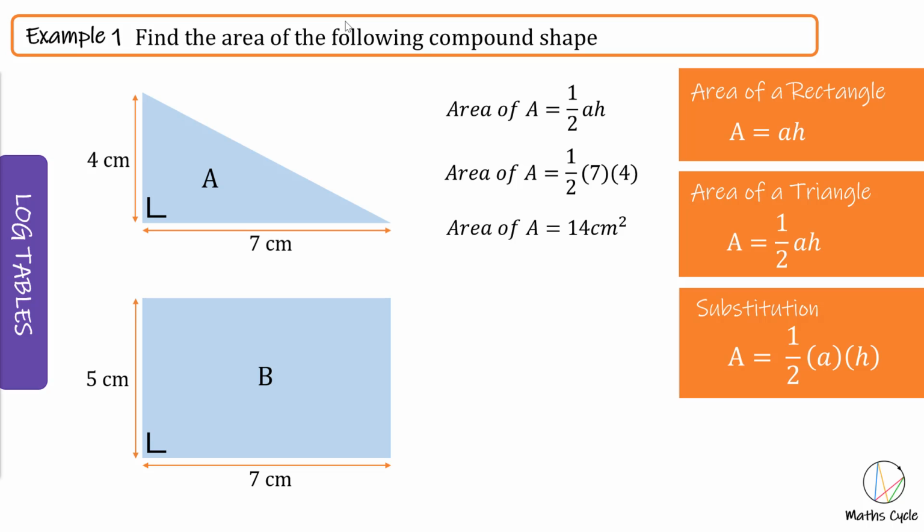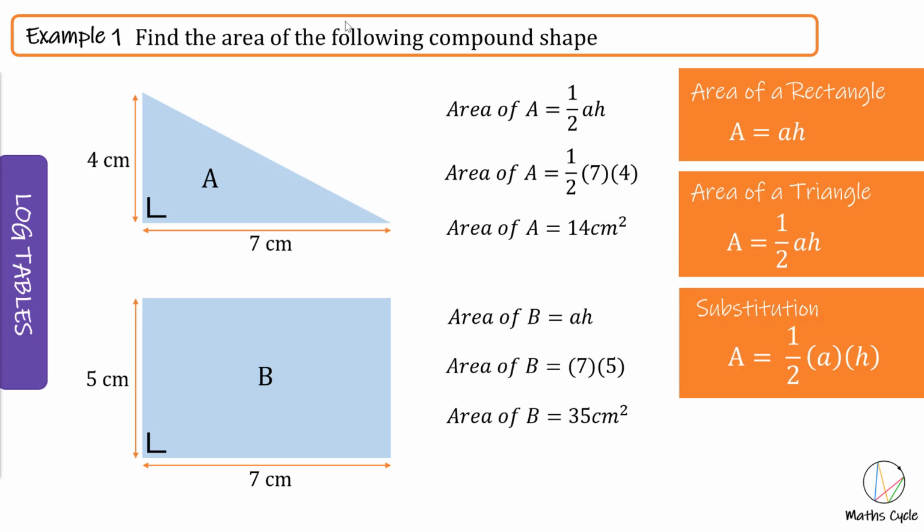Okay, now the area of B equals ah. Okay, so the base by the perpendicular height. So we're going to sub in 7 for the base a and sub in 5 for the perpendicular height h. Now remember that brackets mean multiply, so this reads 7 multiplied by 5, and we know the answer is 35. And remember it's area, so centimeters squared.